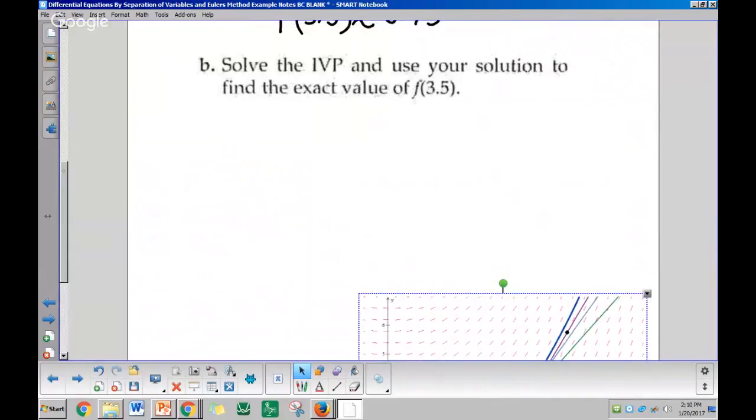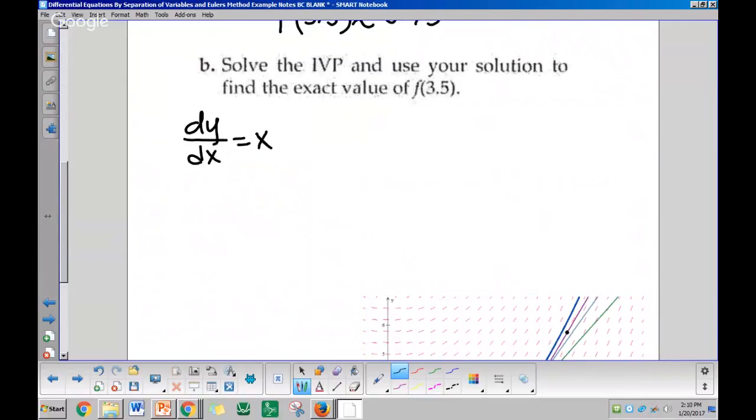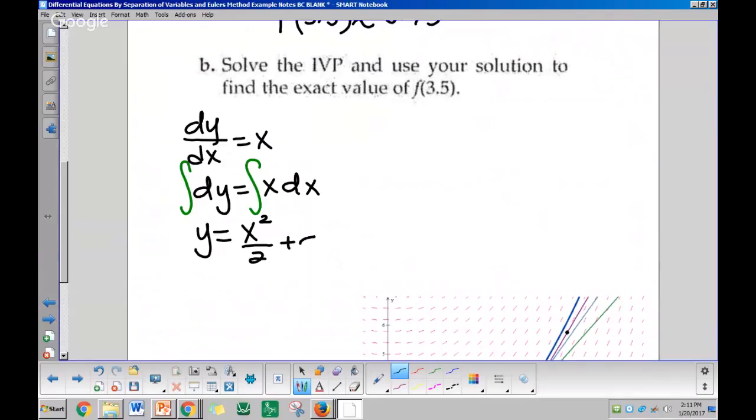dy/dx equals x. To solve this and find the actual solution, the exact value, we're going to separate and integrate. So we get dy equals x dx. And we're going to integrate both sides, and we get y equals x squared over 2 plus c.